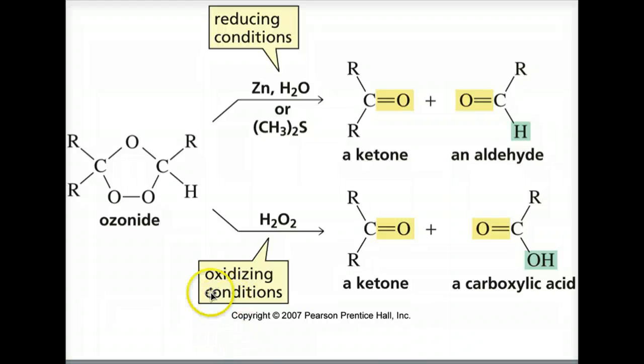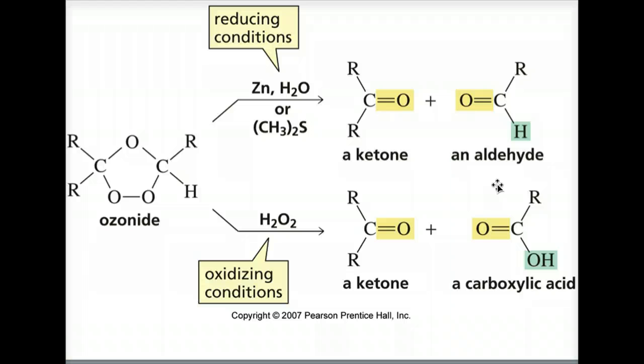Ozonide is easily cleaved to carbonyl compounds in the presence of a reducing agent such as zinc or dimethyl sulfide. The products will be ketones, aldehydes, or both. The product is a ketone if the sp2 carbon of the alkene is bonded to two carbon-containing substituents, as on the left. The product will be an aldehyde if at least one of the substituents bonded to the sp2 carbon is a hydrogen, as you can see on the right. The reducing conditions will prevent the aldehydes from being oxidized to carboxylic acids, as would happen under oxidizing conditions, or in the presence of hydrogen peroxide.